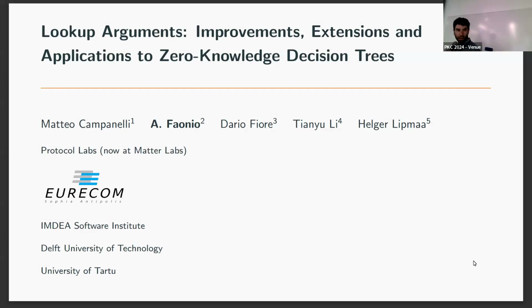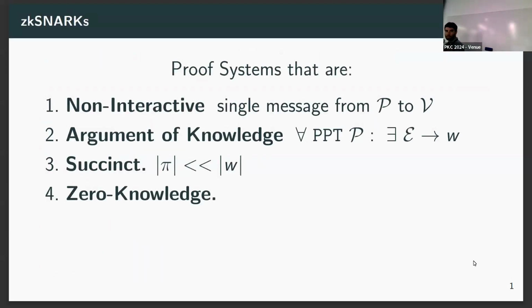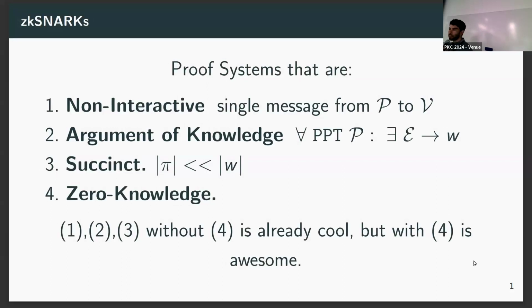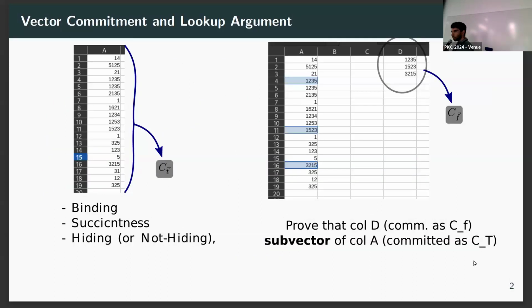Okay, so this talk is going to be about SNARKs, which are non-interactive proof systems. They are arguments of knowledge, they are succinct, and they are zero knowledge. Actually, sometimes they might not be zero knowledge if they are not required to be. Specifically, this talk is going to be about lookup arguments, which are a specific kind of SNARK. And to talk about lookup arguments, I first have to introduce the notion of vector commitment.